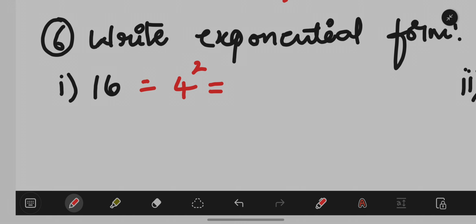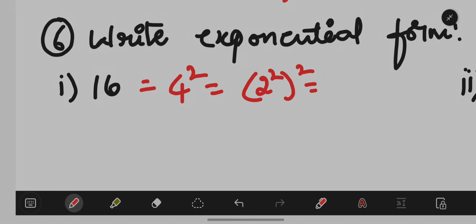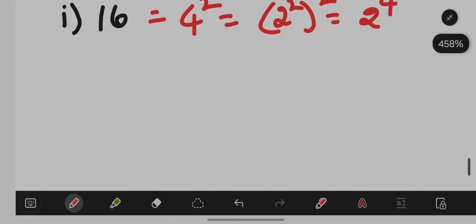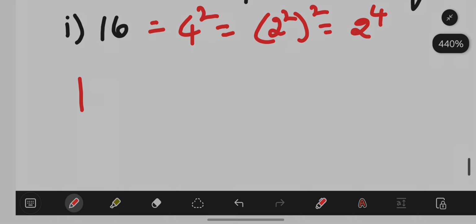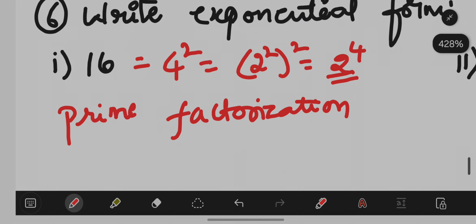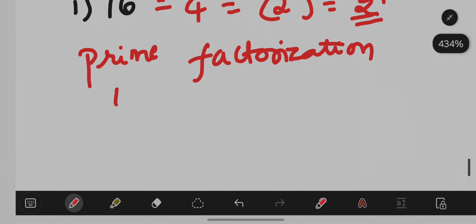See, first I'll tell you the shortcut, then I'll tell you the long process, because you might be knowing only the long process by now. 4 square is 16 and 2 square is 4. So 2 square whole square is 2 power 4. Now I'll tell you the long process which you have to do right now in order to solve. Do the prime factorization. I hope you all know that method by this time.